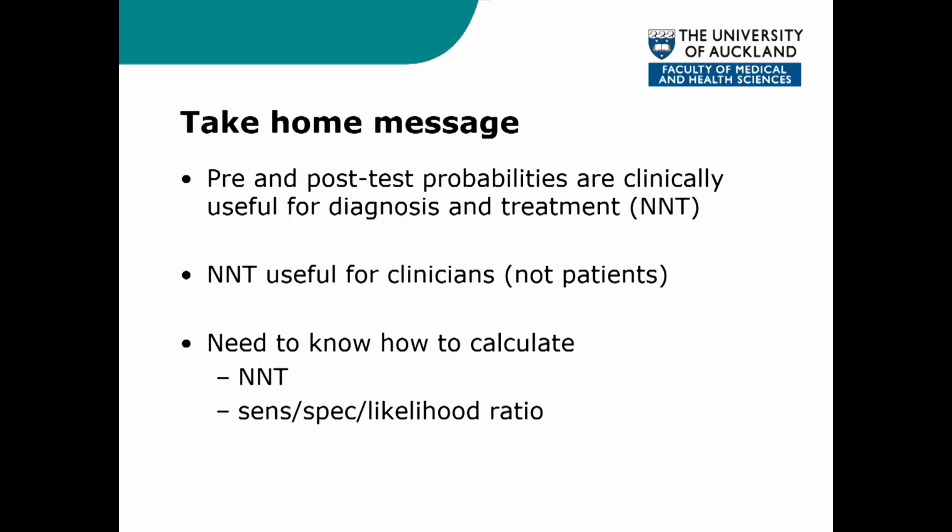Pretest probabilities are clinically useful for diagnosis and treatment in terms of numbers needed to treat. Numbers needed to treat are useful for clinicians. Don't use them for patients. They get very confused about what you're talking about. You need to know how to calculate an NNT, a sensitivity and specificity, and ideally a likelihood ratio. It's not rocket science. Thank you.